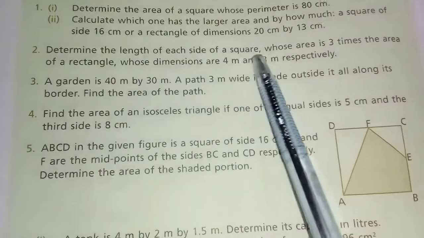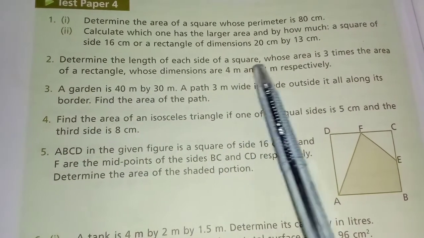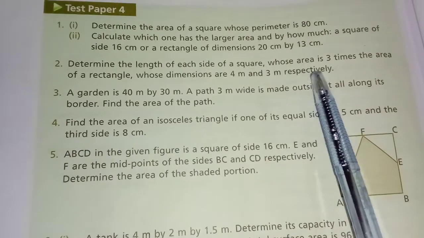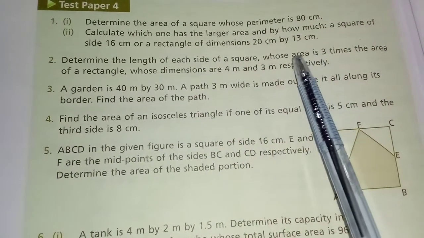Determine the length of each side of a square whose area is 3 times the area of a rectangle whose dimensions are 4 meter and 3 meter respectively. So students, first of all, we have to find the area of the rectangle, then we have to find the area of the square.